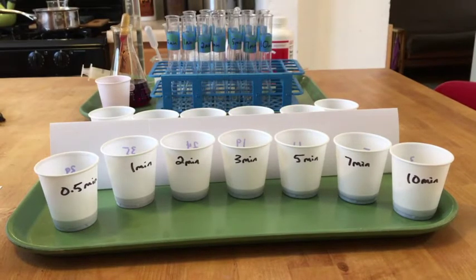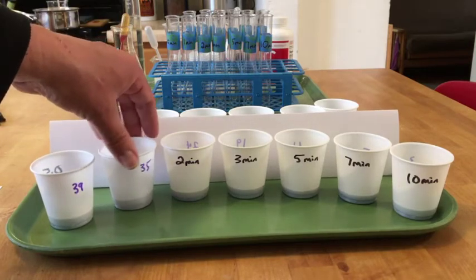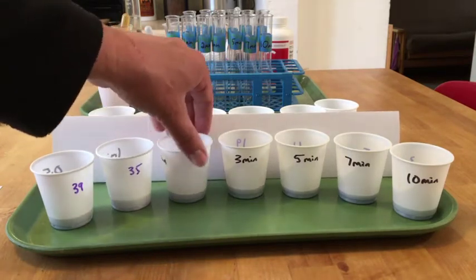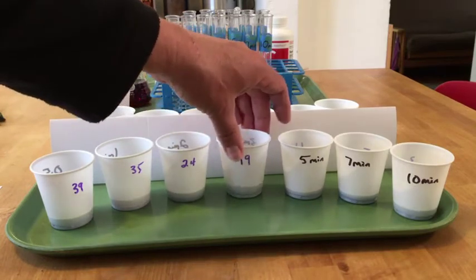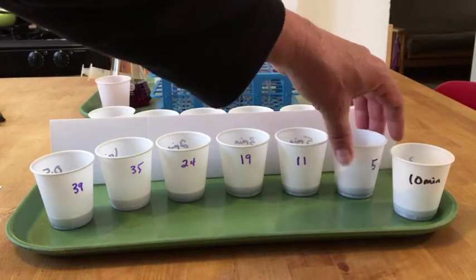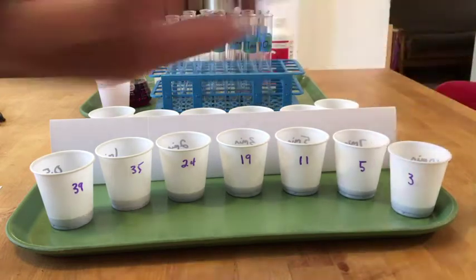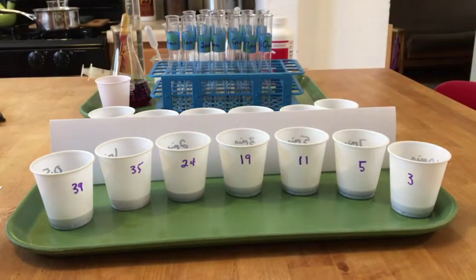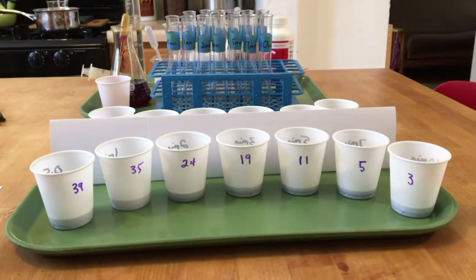Now let's look at all these. And what you'll see is that the number of drops is decreasing, and the reason is because the longer they were cooked, the less vitamin C there was. There's something about cooking that is causing the amount of vitamin C to decrease. So you want to record those as the number of drops for each of the treatments right here. So take a minute to get those data down. You can pause, of course, if you need to, and rewind.